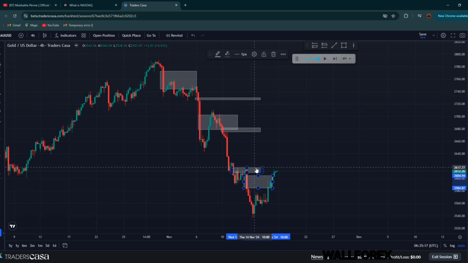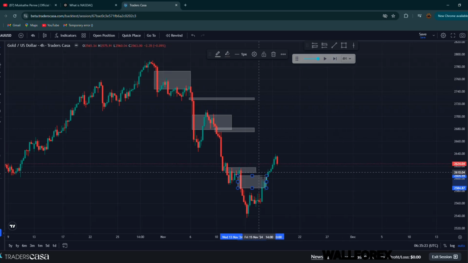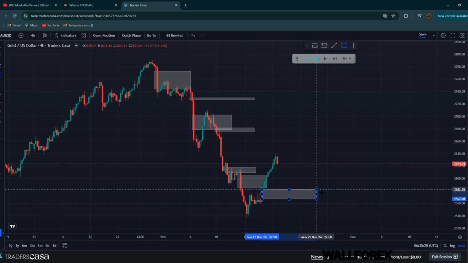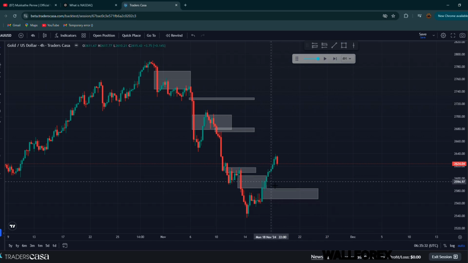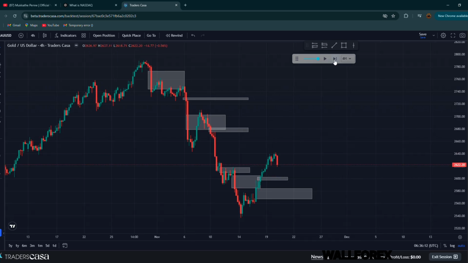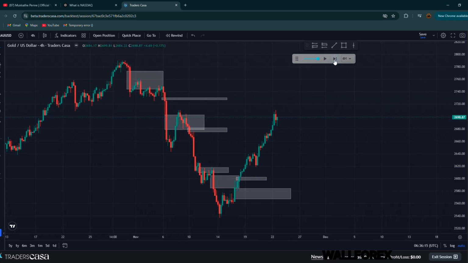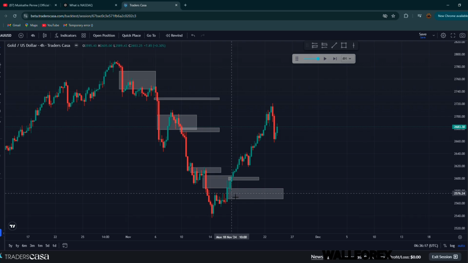Also, if we get a candle close above, we can look for a buy. Okay, we got another close above, and we got a bullish fair value gap also formed. Let's see, another fair value gap is also formed here. If the price comes here and respects this fair value gap, we can look for a buy. But price continuously goes upward because this fair value gap was formed.